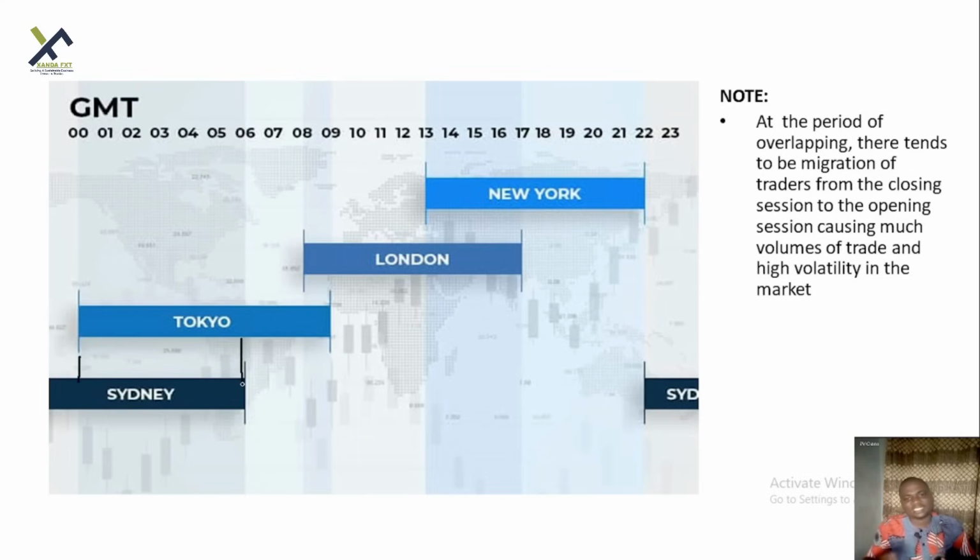You see that while the Sydney section is running, the Tokyo section is running at the same time. This overlapping between these trading sections is very, very important to a trader because that is when you get the action. That is when you get the higher volatility in the market.